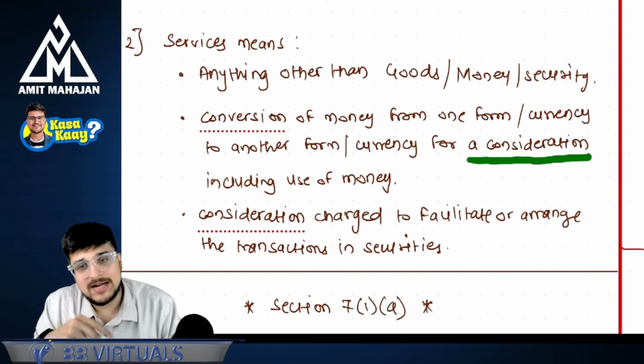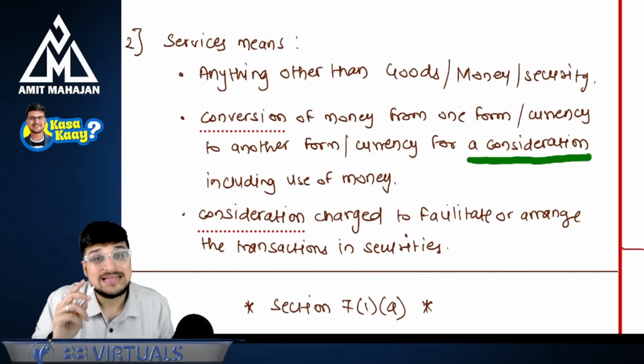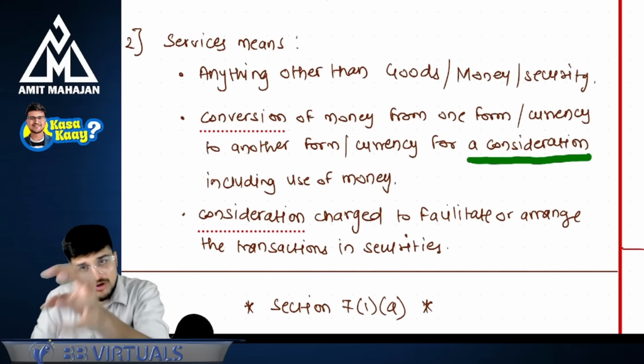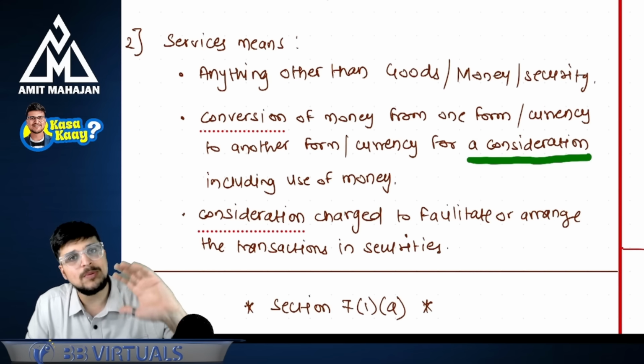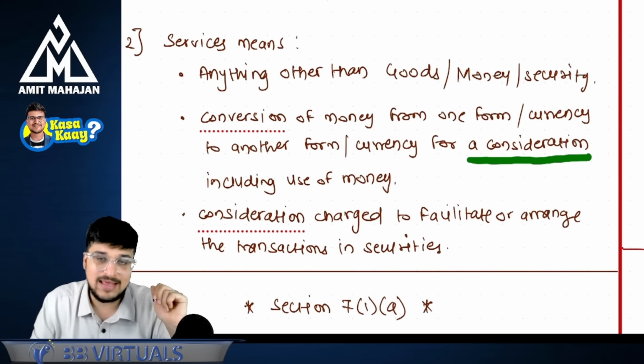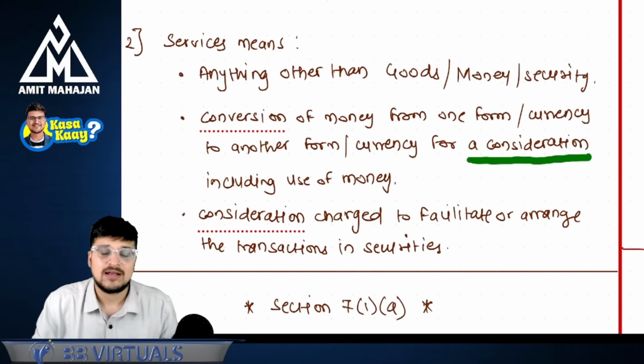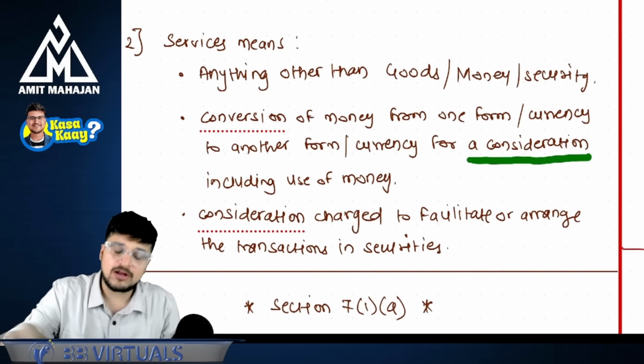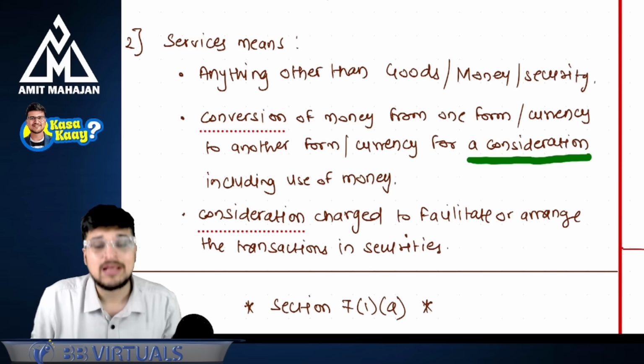Understand, you have a 100 rupee note, you want 10 rupee notes. You gave me 100 rupees and I give you 10 rupee notes. And for that, I charged consideration from you. Then in that case, it will be considered as service. But if I did not charge any consideration, I did conversion for you, but it is without consideration. If it is without consideration, it will not be considered as service. It has to be for a consideration.